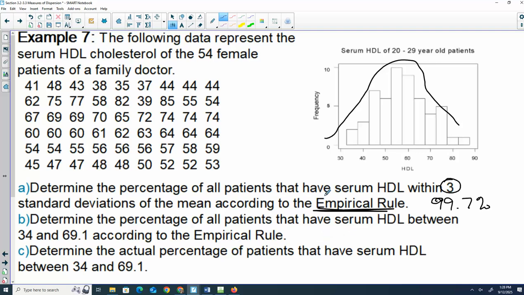So if I want to know the percentage of patients that would have a cholesterol level between 34 and 69.1, according to the empirical rule, I need the mean and the standard deviation, right? Do I have that information? I have the ability to get it. What would be the easiest way to get it? Calculator. Yep. So enter all of this in your L1. The standard deviation would be 11.8.